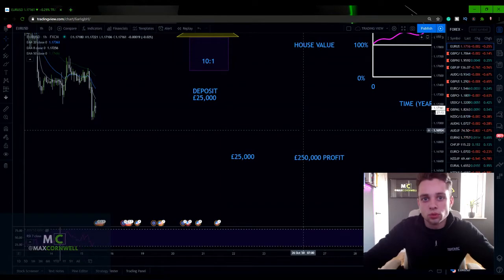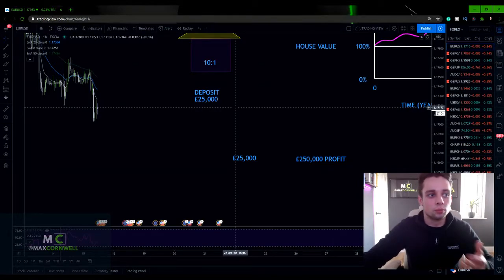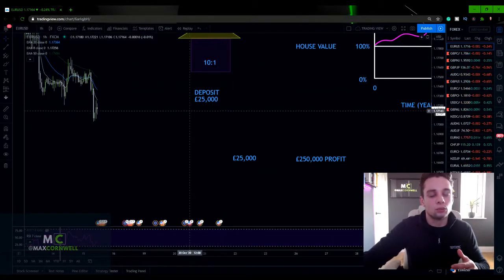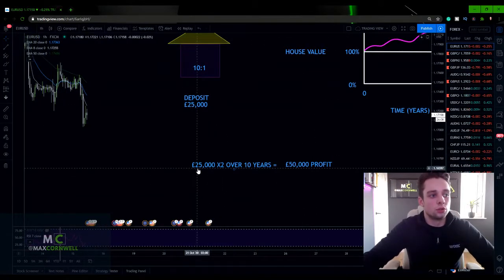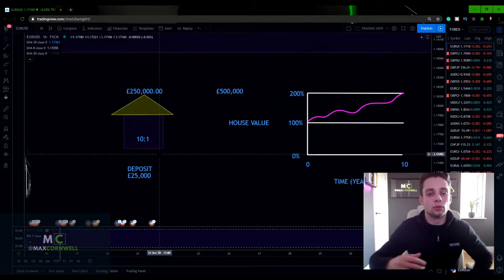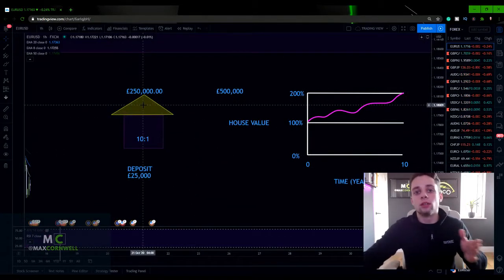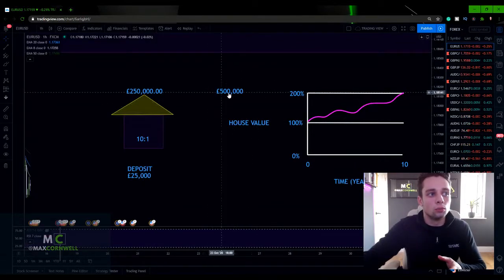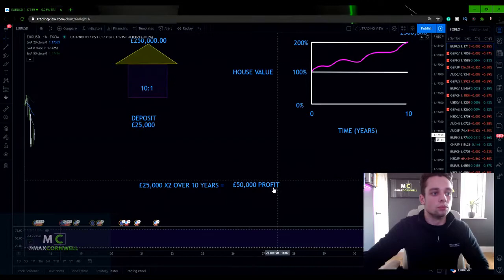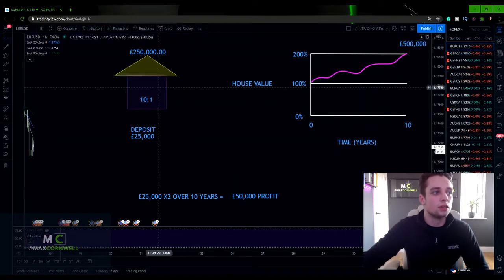Now, why is this important and how can it help? If we didn't leverage our money and we just took the £25,000 that we put down on the property, and that £25,000 doubled in 10 years, we would only have made £25,000 profit. So as you can see here, £25,000 doubled over 10 years is £50,000 with no leverage, right? But if we leverage our money and we put £25,000 down, and are able to control a much larger sum of money, which then doubles over 10 years, we stand to make a lot more money, right? As you can see, the difference between £50,000 profit or £500,000 is a 10 to 1 leverage.